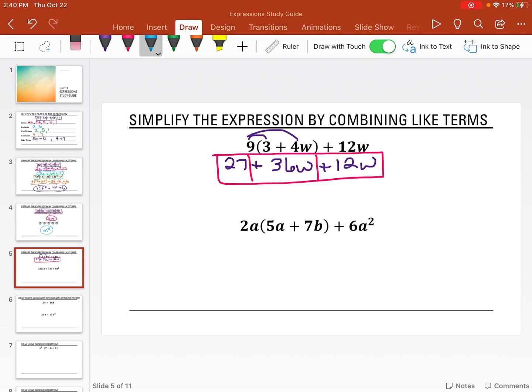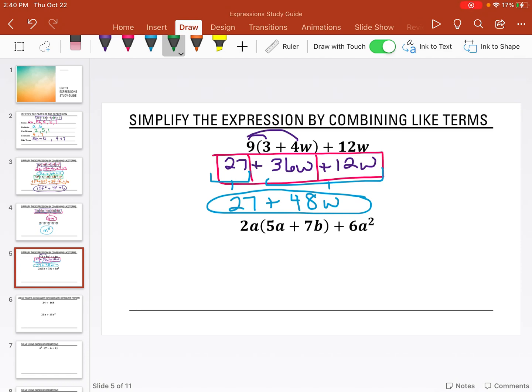So I really have my constants, and then I have my W family. So 27 is just 27. 36 plus 12 is 48. Keep the last name W. And that is your answer.